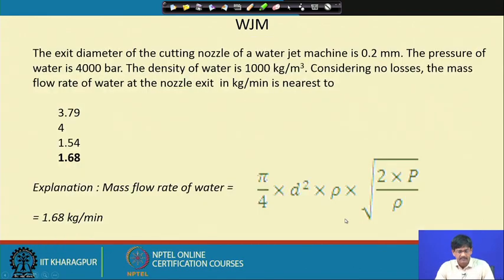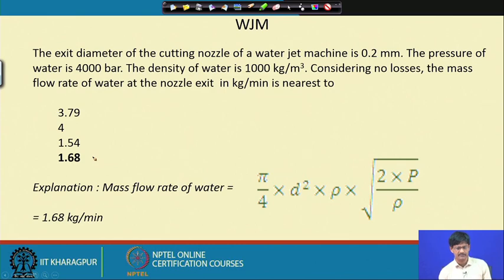Next, the exit diameter of the cutting nozzle of a water jet machine is 0.2 millimeters. The pressure of water is 4000 bars. The density of water is 1000 kg per meter cube. Considering no losses, the mass flow rate of water at the nozzle exit in kg per minute is nearest to? These are the options, and I am providing the answer: 1.68 kgs per minute.